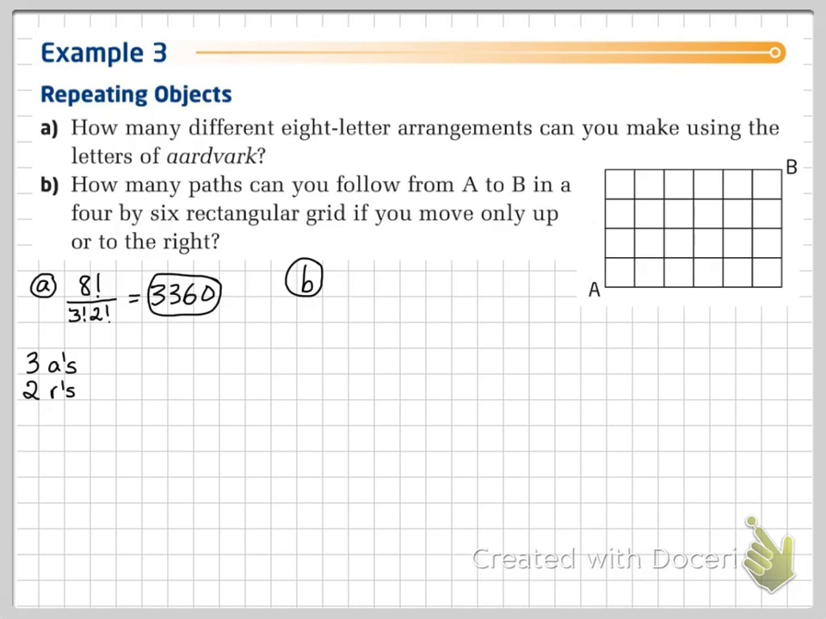Well, notice that there's 1, 2, 3, 4, 5, 6, 7, 8, 9, 10 different steps to getting to the end. However, 6 of them are moving to the right, 4 of them are moving up. So 10 factorial divided by 4 factorial times 6 factorial will give you 210 different possible ways of getting from A to B.